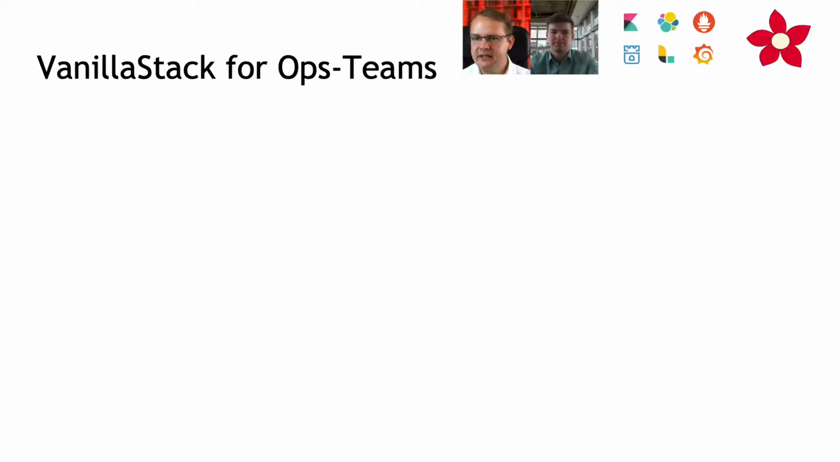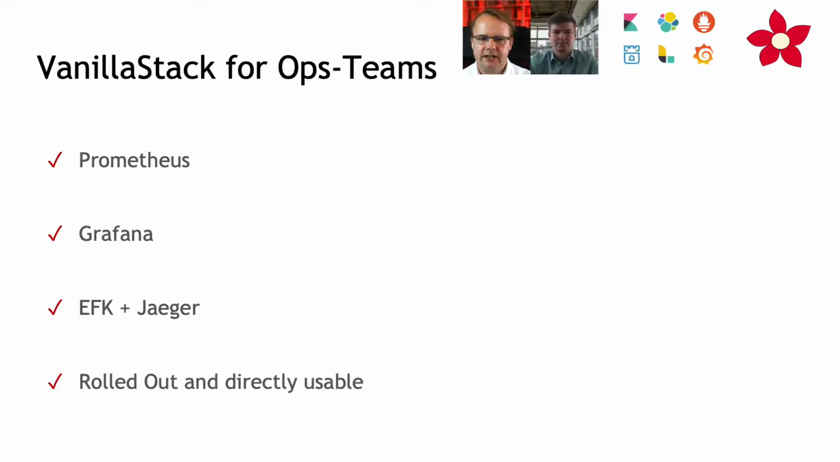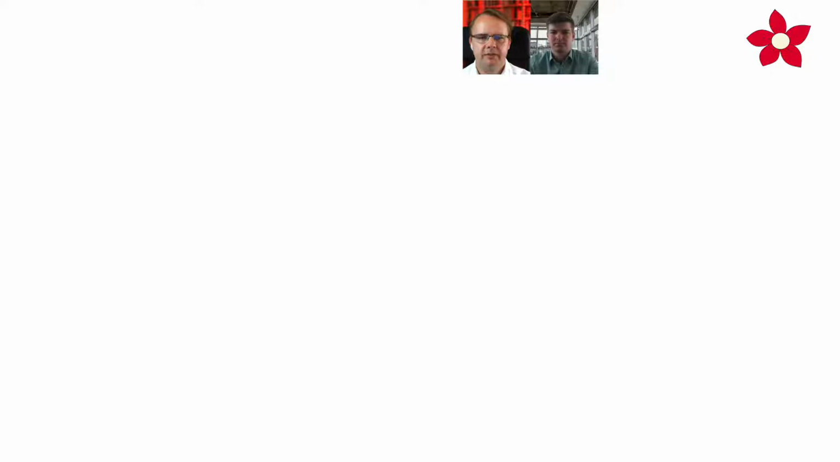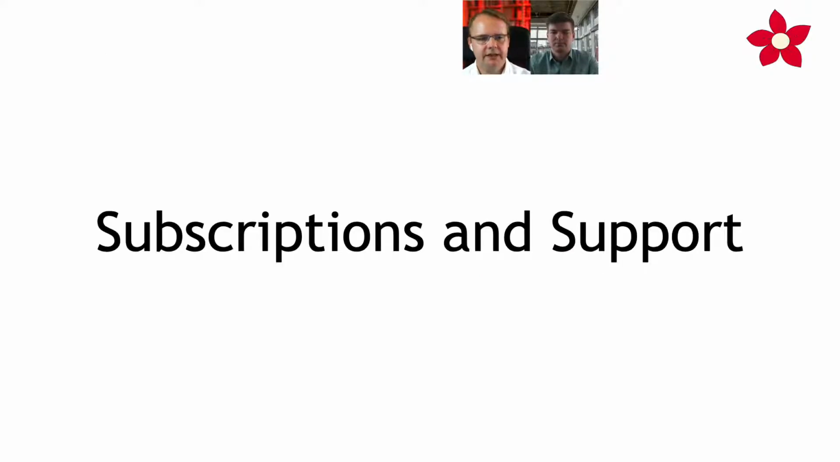And for ops teams, that's the last use case we set up here. Again, everything is already there, like Prometheus, Grafana, Jaeger. You can roll it out and it's directly usable, right? And then the recommendation again, if you want to monitor continuously, have 3 masters available, have 5 workers available, have some storage available, and off you go, right?